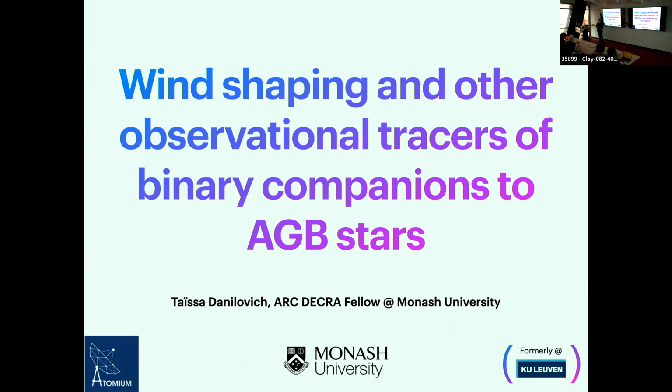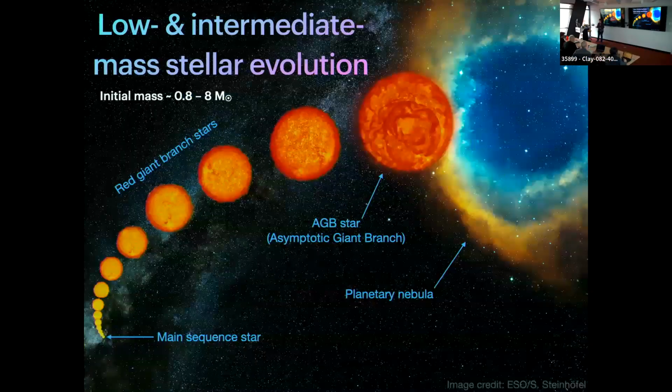I've recently started working here at Monash and going away from stellar and planetary births, looking more at their deaths. I'll be talking about AGB stars. So just quickly, what is an AGB star?